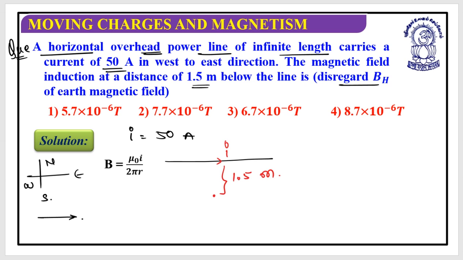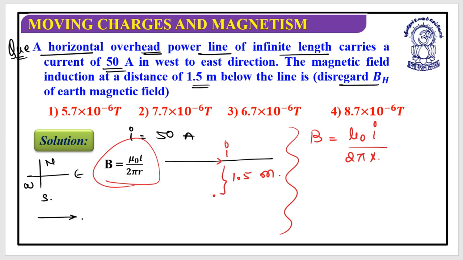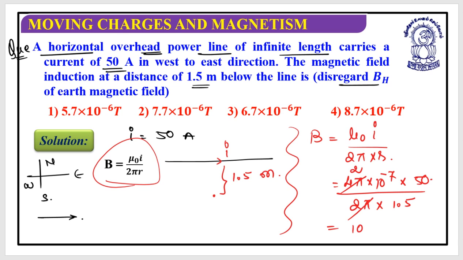So let's just put up the value and get the answer. We know the magnetic field is equal to mu naught I by 2 pi r. So B is equal to mu naught into I divided by 2 pi multiplied by distance r. So this is 4 pi into 10 to the power minus 7 multiplied by I, that is 50 ampere, divided by 2 pi multiplied by distance, 1.5 meter. So this 2 pi, this is 4 pi, this is 2. 2 times 50 is 100. So this is 10 to the power 2 into 10 to the power minus 7 divided by 1.5, this is 3 into 2. This is the magnetic field.